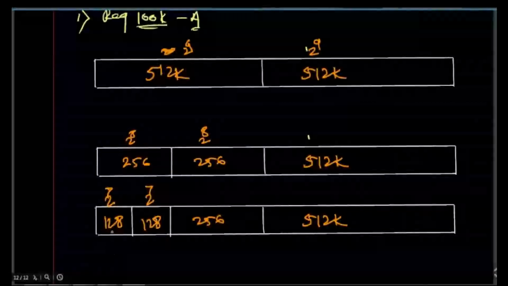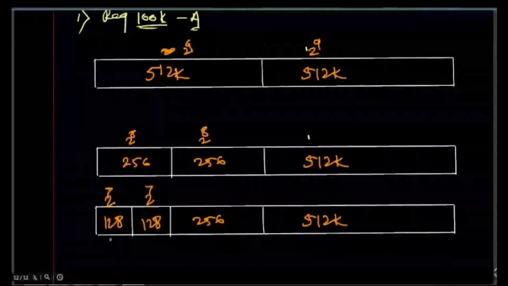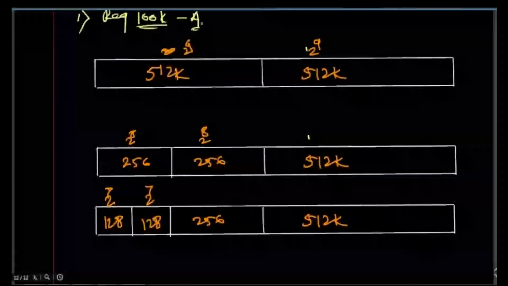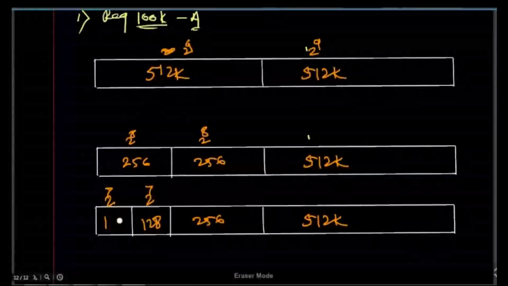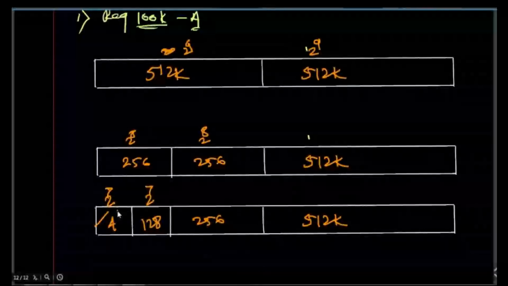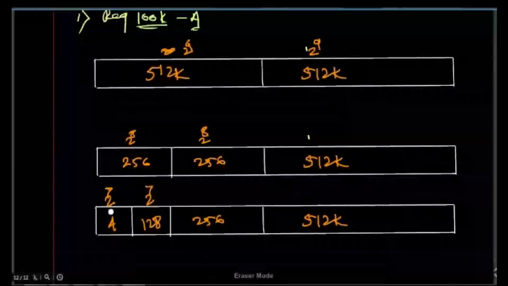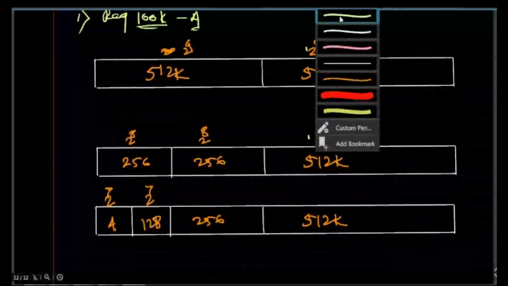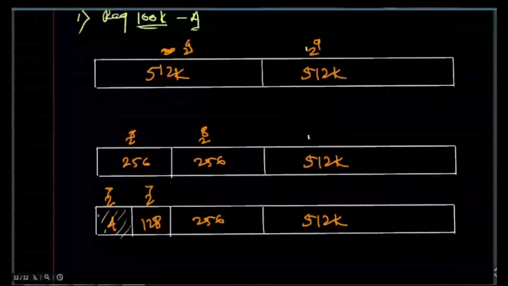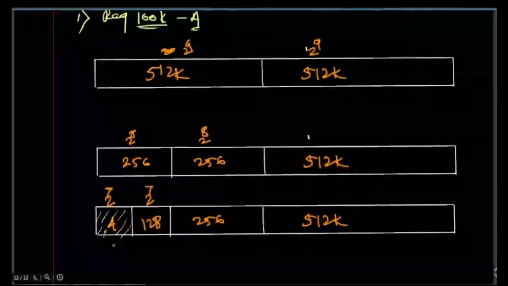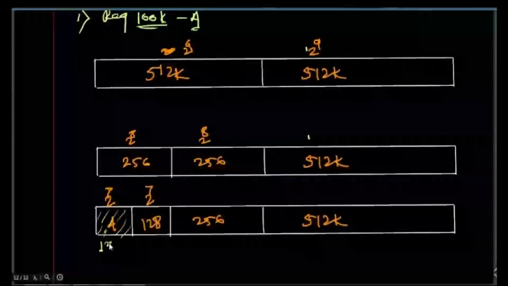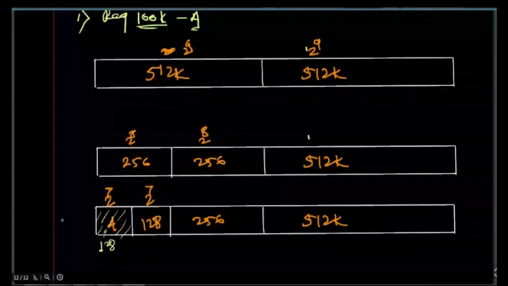Now if we divide this 128 KB again, that will become 64 and 64, but our request is 100K for A. So we will take one of these blocks and assign process A into this block. So this we will give to request A. Request A, we have given a block of size 128 here. So this is the first request that we have processed.